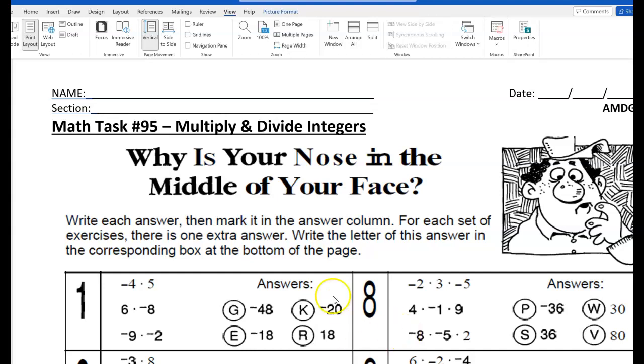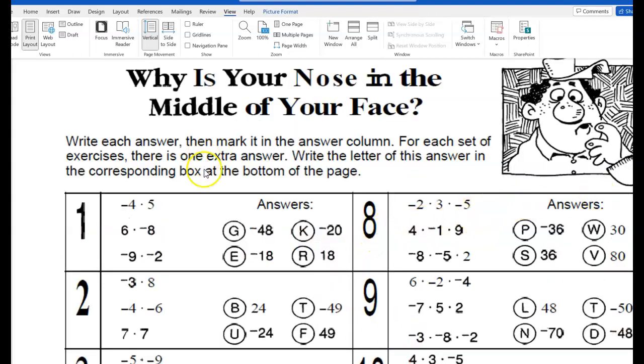So you're going to solve a couple riddles today. Basically, you're going to have 3 problems, and then one of these 4 answers is not going to be there, and that's going to go in the box below.